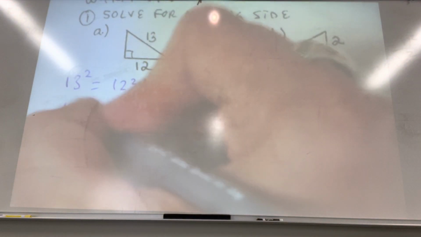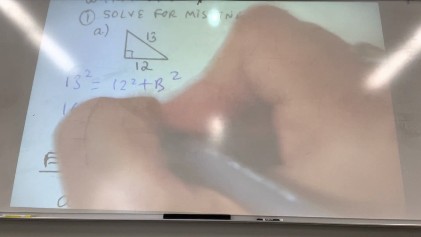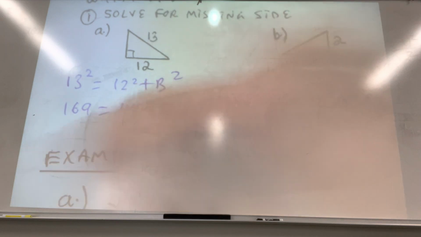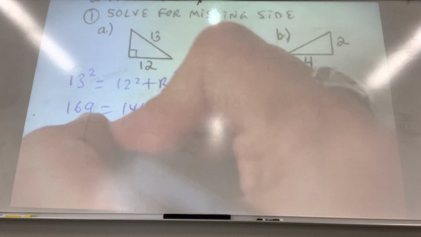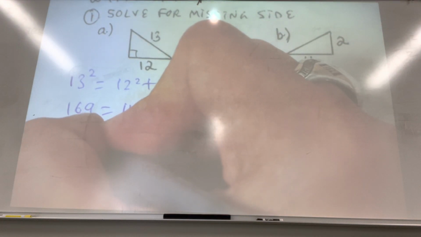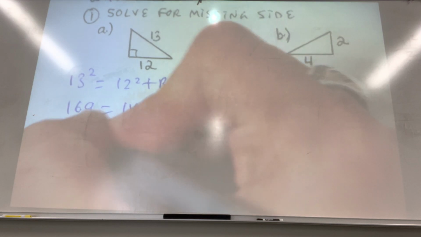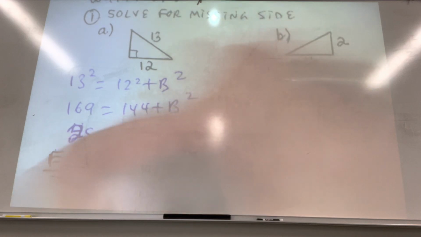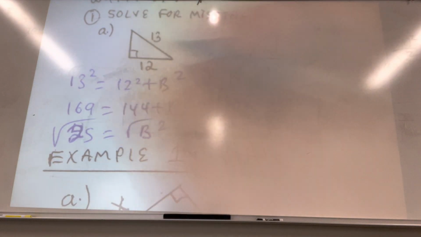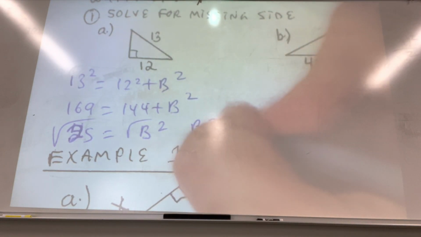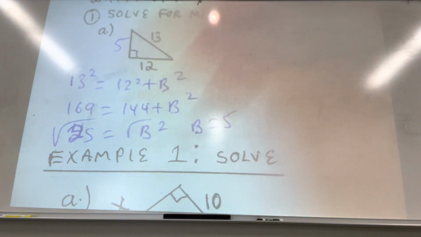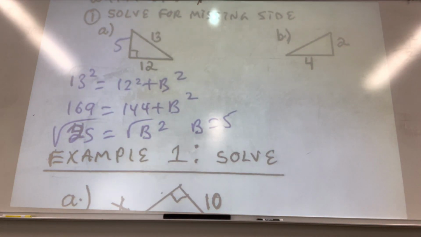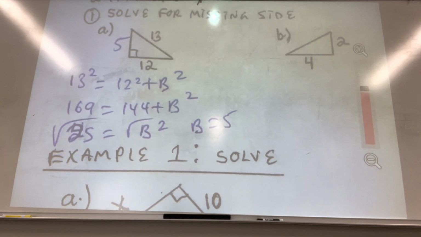We get 169 is equal to 144 plus b squared. What's 169 minus 144? What is it? 25. 25 equals b squared. We take the square root, and what's b? 5. So we end up with b equals 5. Not a problem. And there it is. Raise your hand if you got that. If you got 5 as one of the legs. Excellent. Let's take a look at part B.